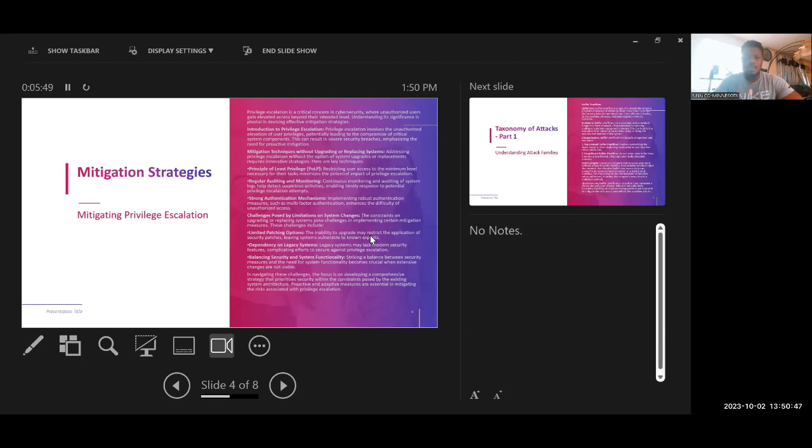Challenging posed by limitation on system changes. This is one of the main aspects as well. Then we have limited patching options. So patching, inability to upgrade and restrict application security patches, leaving the system vulnerable to a new exploit.